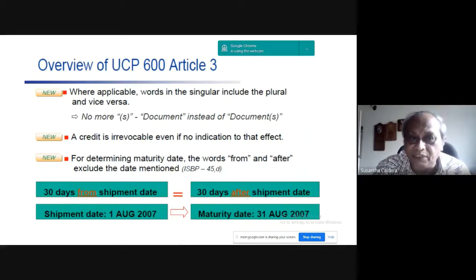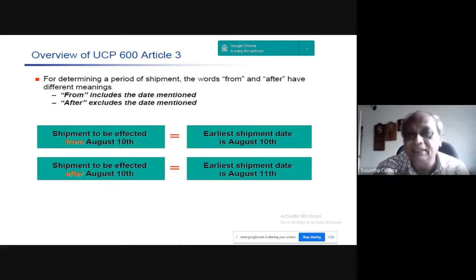This is for determining the maturity date. From and after, both exclude the date mentioned. But when it's for shipment period, then from includes the date mentioned and after excludes the date mentioned.